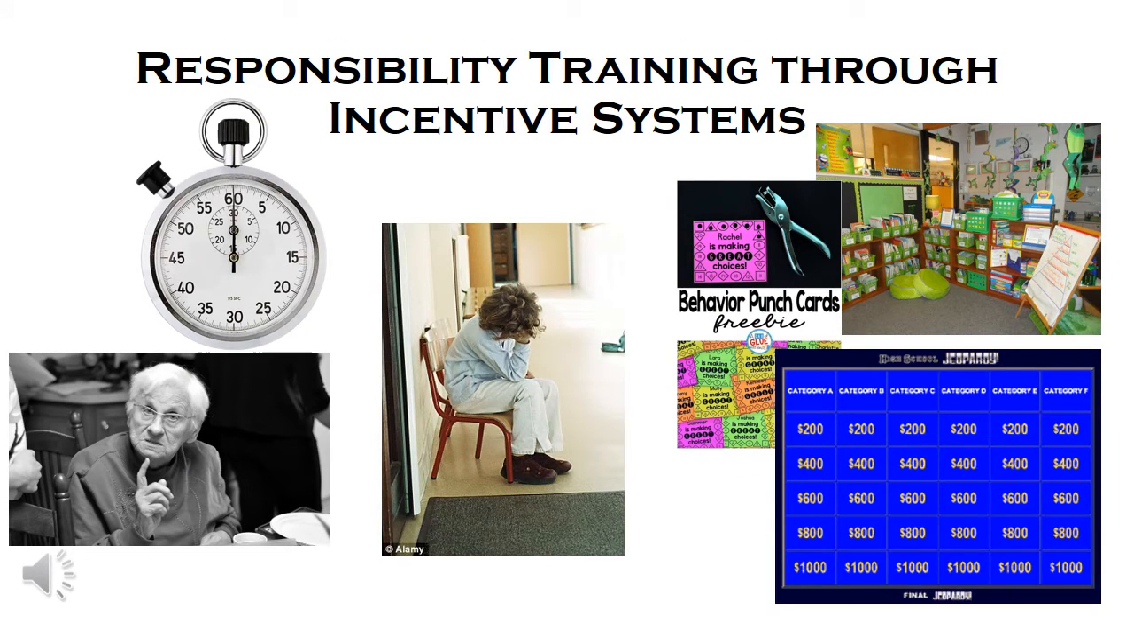Now that we've looked at the say-see-do teaching method, let's take a moment to look at responsibility training through incentive systems. Frederic Jones says an incentive is something outside of the individual that prompts the individual to act. This can be in the form of a preferred activity such as a learning game or some other enrichment activity. However, it's important to remember that preferred activities are never free time. They should be structured and the teacher is a participant.